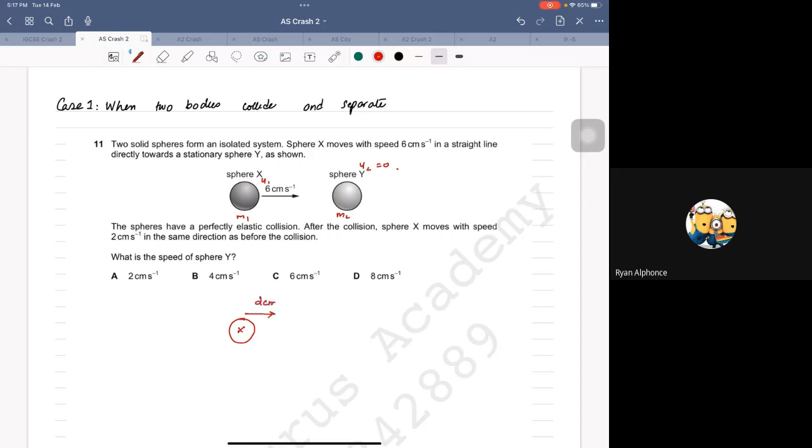Afterwards, they're saying that X goes at this speed of 2 meters per second. So that would be v1. What is the speed of sphere Y? So they want us to find the speed of sphere Y.